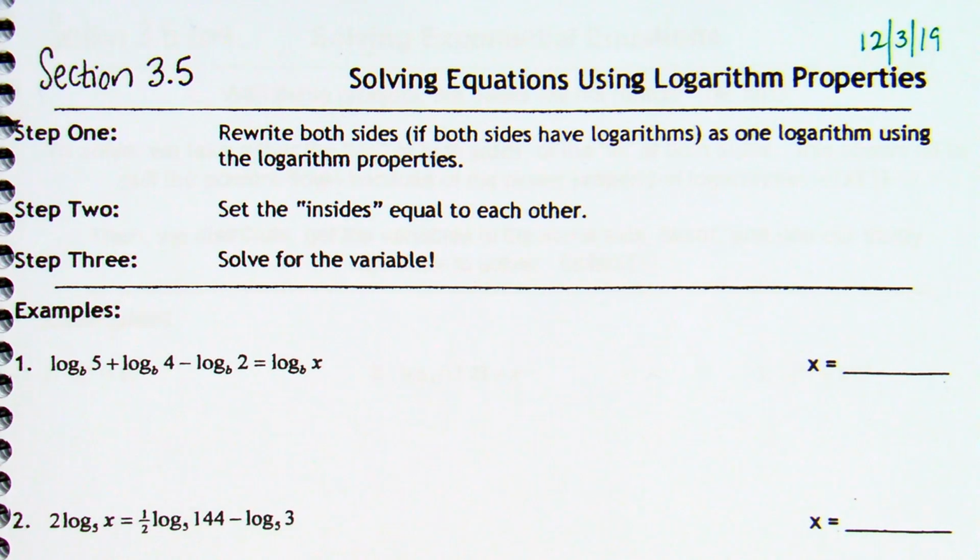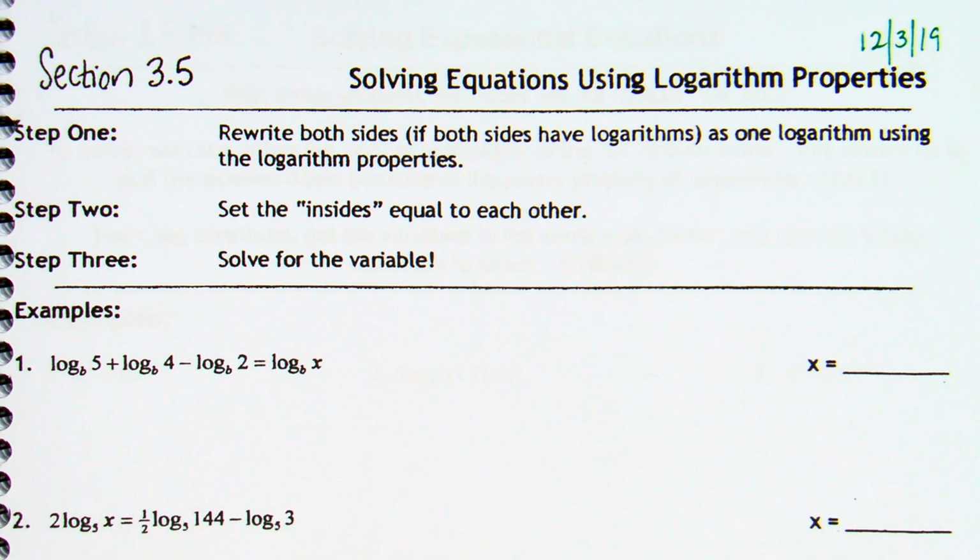Yeah, so as we look at example 1, log base b of 5 plus log base b of 4 minus log base b of 2 equals log base b of x. Step 1 is you want to get this to the point where we have 1 log on each side. So you know yesterday and last night's homework where you had to condense some logs? That's what we're doing. We're using our product rule, quotient rule, and power rule to do some condensing.